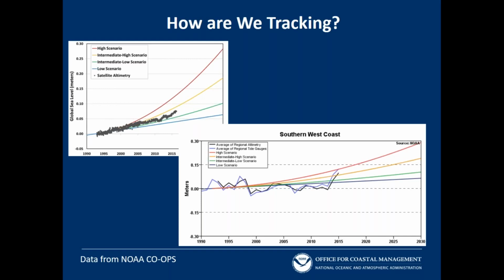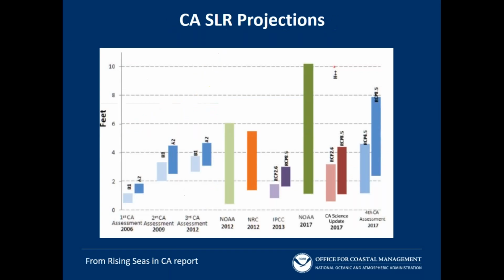How are we tracking based on those? Okay, so we can look at satellite altimetry. This is global. You can see we're tracking somewhere globally between the intermediate high and the intermediate low. But locally, you can see this variability. It's not going to be a straight curve as we go out into the future. It's going to go all over the place. We're going to have PDO, we're going to have El Nino, but you can see in the last about 10 years, we have this little spike on the southern west coast.